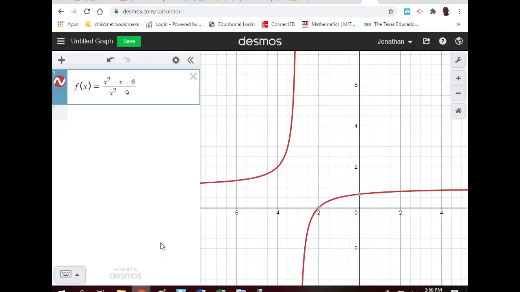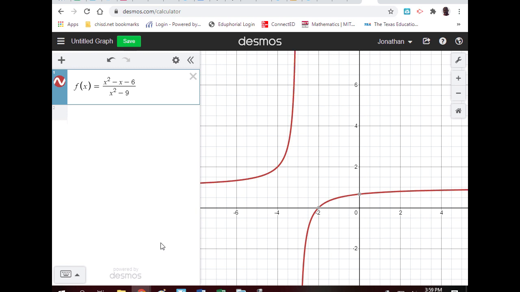Okay, today we're going to continue our exploration of continuity and discontinuities. Today we're going to be focused on removable and infinite discontinuities. Removable discontinuities are also called holes or point discontinuities, and infinite discontinuities are also referred to as vertical asymptotes.